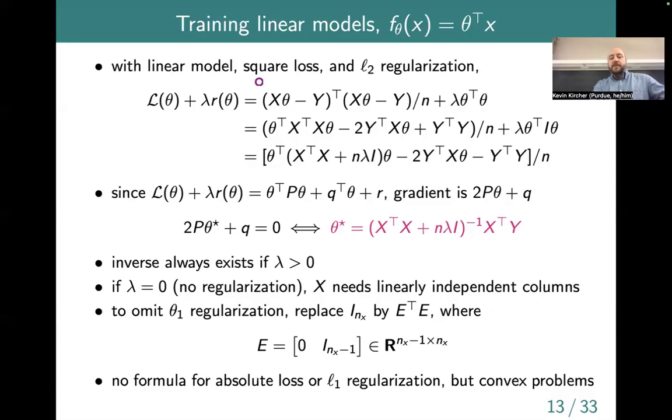And then if we are not using the square loss, like what if we're using absolute loss? Or what if rather than L2 regularization, we're using L1? Well, then we don't get a tidy formula like this. We don't get an analytical expression for the optimal parameter vector. Instead, we get a convex optimization problem, and we can feed that to CVX or whatever other modeling language we like. It can pass our problem to a solver and give us back an optimal solution.